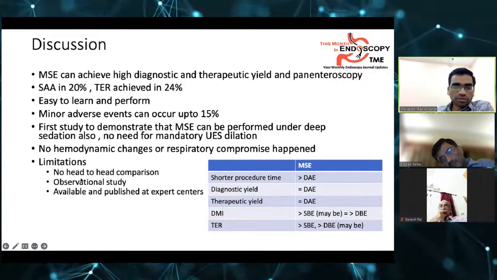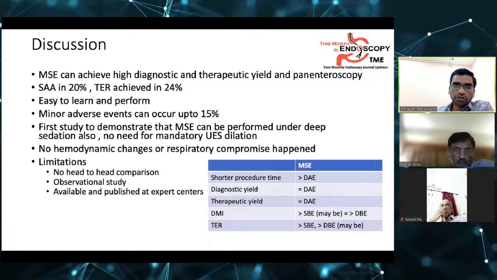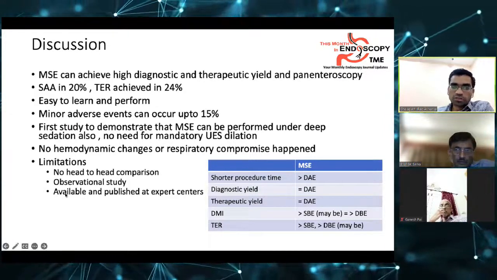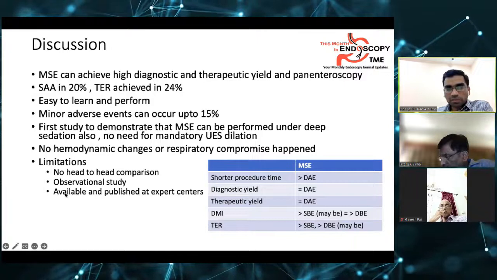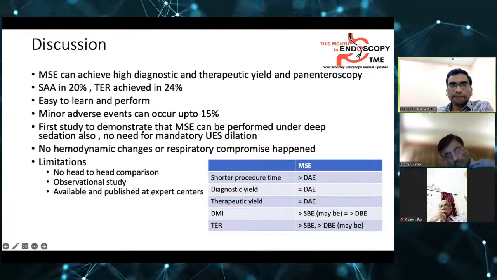But the current limitation of this study is that there is no head-to-head comparison with single balloon and double balloon enteroscopy. It's just an observational study. And currently, all these publications and this technology are available and published at expert centers only.